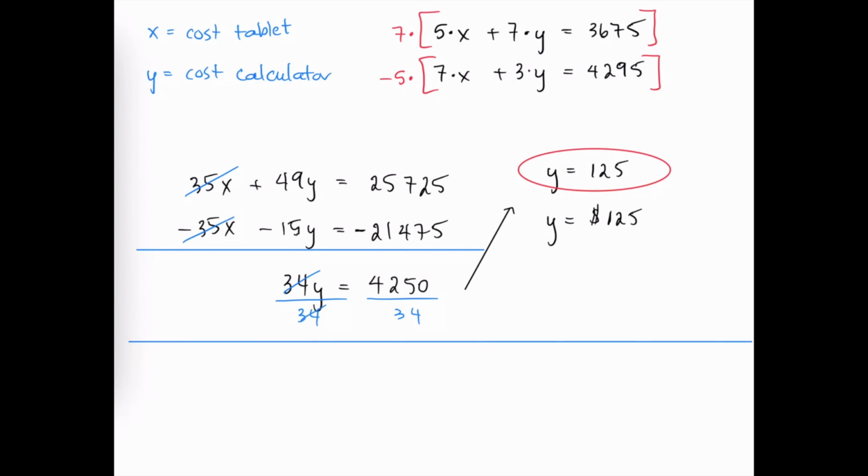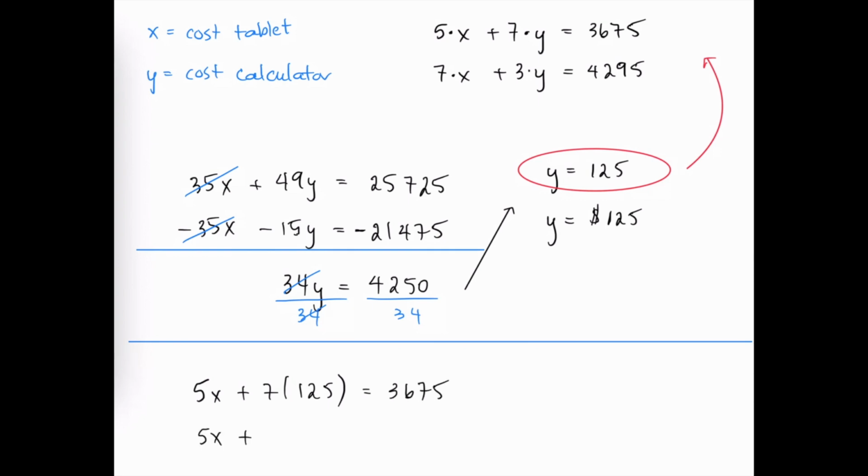Now let's use our y solution and plug that back into one of the original equations to figure out what the value of x should be. And neither one of these original equations is much easier than the other, so I'm just going to pick the top one. We'll have 5x plus 7 times what we found to be y, which was 125, is equal to 3675. 7 times 125 is 875, so let's subtract that from both sides.